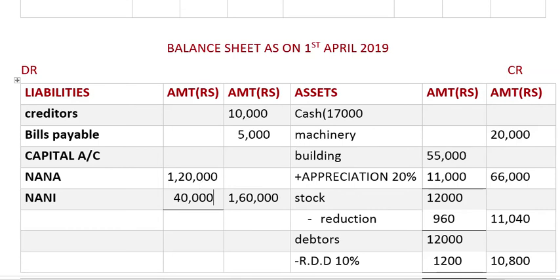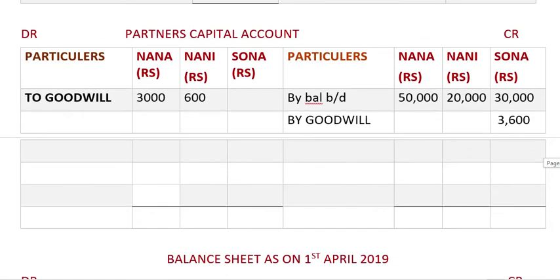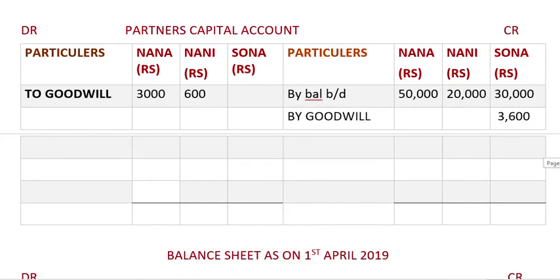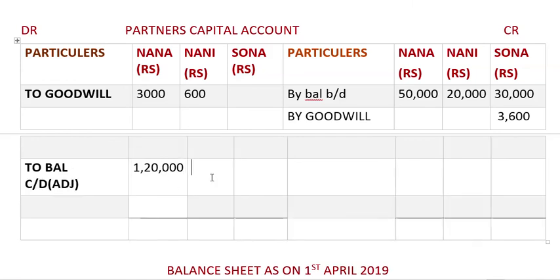And this will transfer it to, as we got the balance. Okay, so this is the adjustment which they have done. So here we'll write to balance carried down, and we are just showing it. Okay, they are just showing it that this is the balance, and in bracket we'll write adjustment, ADJ. How much? Nana 1,20,000 and Nani 40,000.